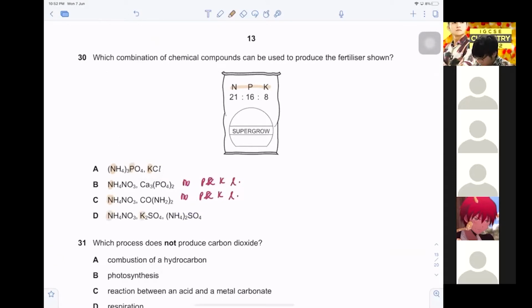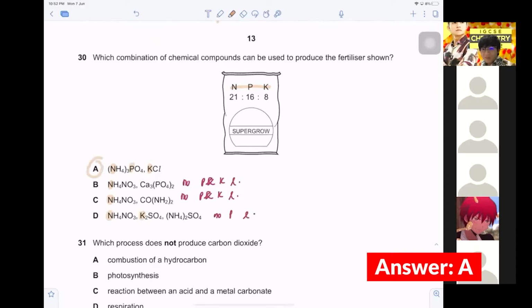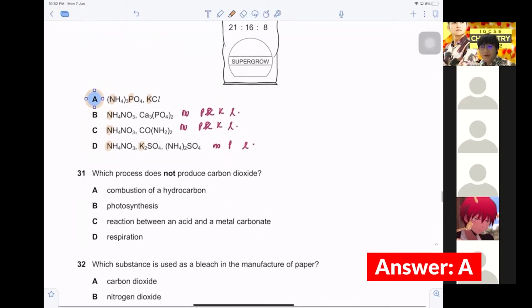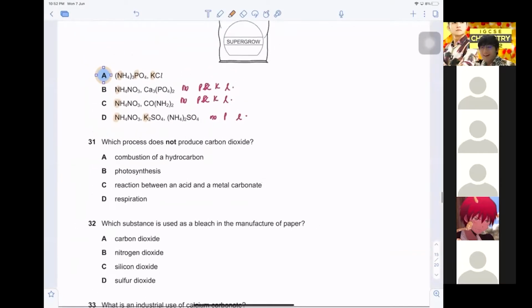The answer is A. 3 marks, yeah. Sorry, at first I thought they asked you to determine the ratio. I was like, huh? But okay.